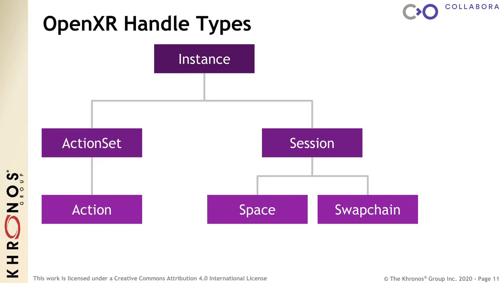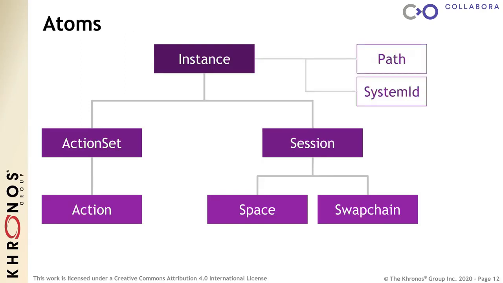There are a number of object or handle types in OpenXR that are important. These are the main handle types and shows as well which handle types are their parent. In OpenXR, destroying a handle parent also destroys that handle. So if you destroy a session, that also destroys those associated spaces and swap chains. And if you destroy the instance, that destroys all of these handles, since they're all derived from the instance.